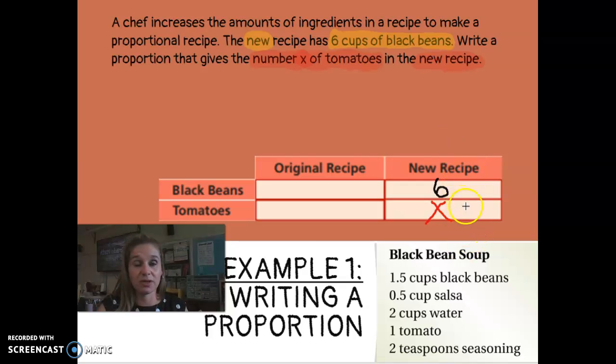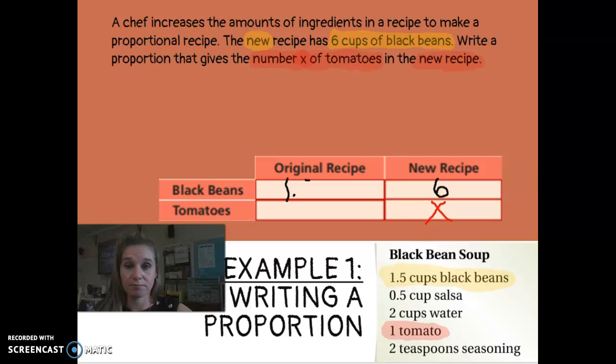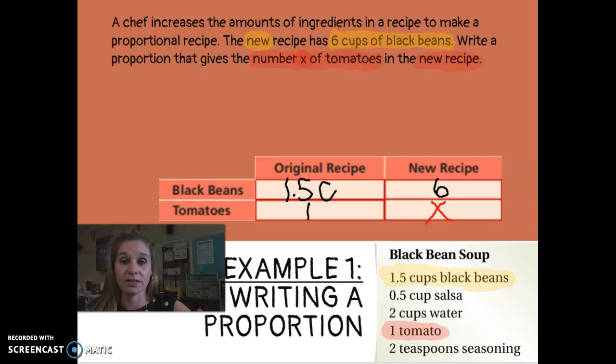So now we're comparing this new recipe, which has 6 cups of black beans, but we don't know how many tomatoes we'll need. And we want to compare it to the original recipe. So the original recipe values will need to be found in the original recipe. So that's down at the bottom. In this specific scenario, we need to be looking at the black beans and the tomatoes. So let's pull those up from that recipe down below. I've gone ahead and highlighted our black beans, which is 1.5 cups. So I'm going to bring that up to my table. And then I've also highlighted 1 tomato. So our original recipe required us to have 1 tomato.